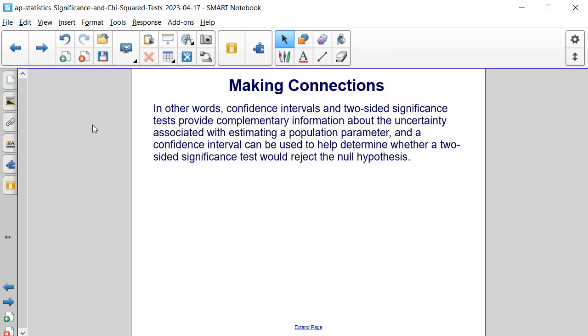In other words, confidence intervals and two-sided significance tests provide complementary information about the uncertainty associated with estimating a population parameter, and a confidence interval can be used to help determine whether a two-sided significance test would reject the null hypothesis.